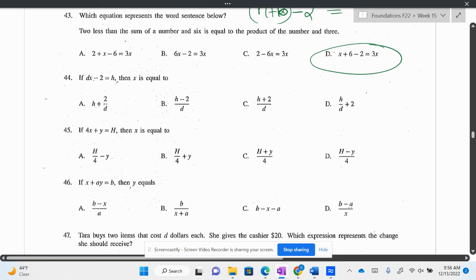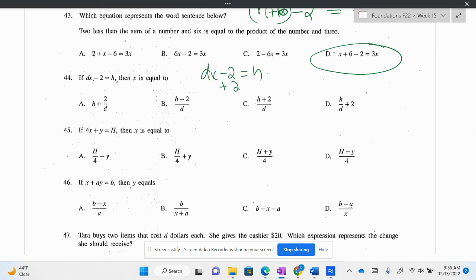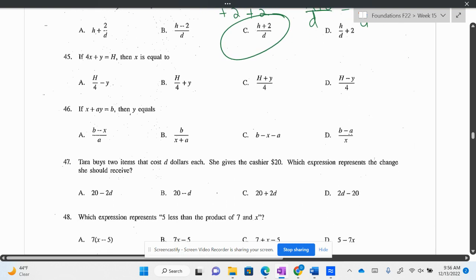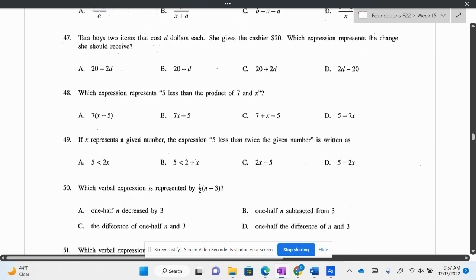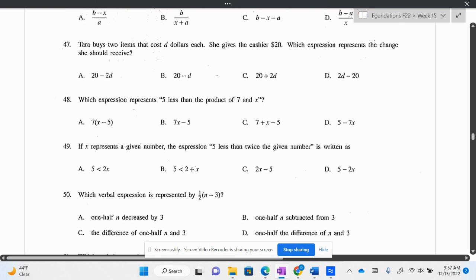If I wanted to solve for x, I would first add 2 to both sides. So that gives me n plus 2 equals dx. Divide both sides by d. So your answer is C. So these are just literal equations.